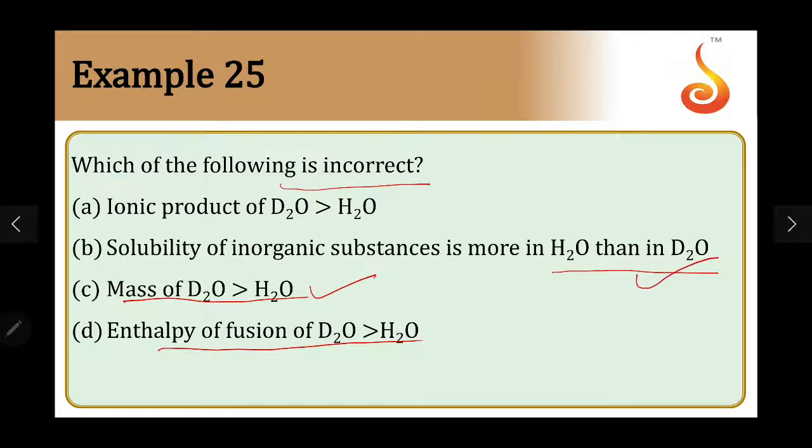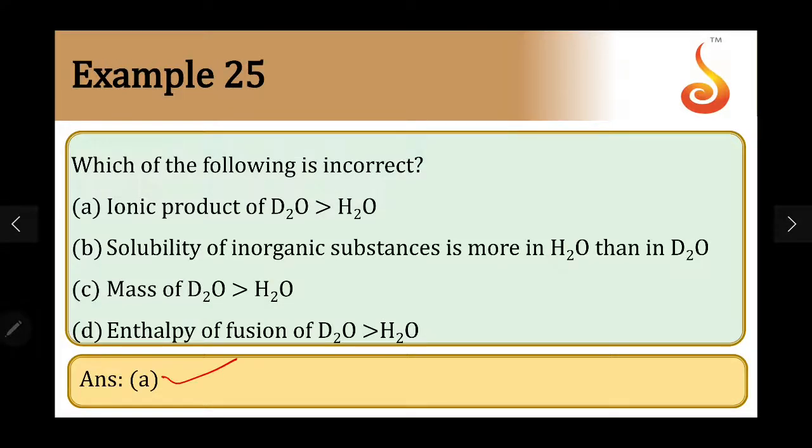Then ionic product. Ionic product is nothing but dissociation of water into H plus and OH minus. So, you have to break that OH bond. If you want to break the OH bond, the OD bond is stronger than the OH bond. So, dissociation of D2O is less compared to dissociation of water. As a result, ionic product of water is slightly more compared to ionic product of D2O. So, this is a wrong statement. They are asking for incorrect, so option A should be the answer.